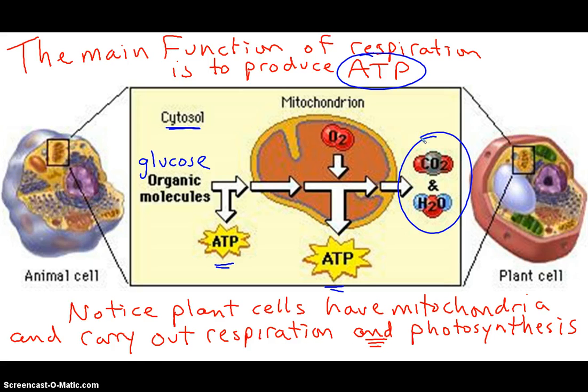Now, from this picture, I use this one for a reason: a lot of people think animal cells, oh, that's where respiration takes place. Well, plant cells have mitochondria that carry out respiration and photosynthesis. So the plant cells have mitochondria as well, and they do carry out both processes.